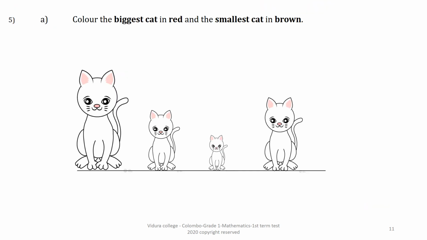Question number 5. Keep your finger on simple A in your paper. Color the biggest cat in red and the smallest cat in brown. Listen carefully. Color the biggest cat in red and the smallest cat in brown.